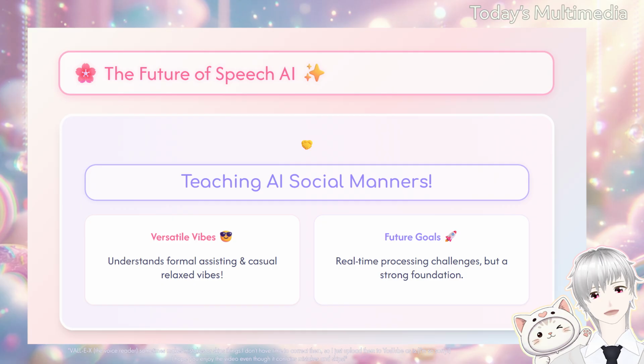It is just so amazing to think about how far speech AI has come. Instead of just focusing on making the voices sound realistic, researchers are finally teaching AI the social manners of conversation. Knowing when to be quiet is just as important as knowing what to say, and MultiTalker is a huge step in that direction. The fact that they trained it to understand both formal assisting vibes and casual relaxed vibes just shows how versatile it is. Even though the researchers mentioned that real-world deployment still has some challenges, like needing to process audio perfectly in real time, the foundation they have built here is incredibly strong. I really hope we get to see this kind of smart AI in our gadgets very soon.